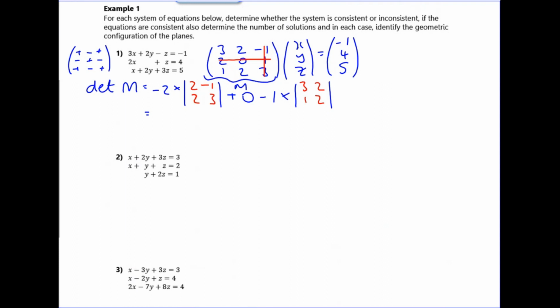Work out this determinant, so that's minus 2 times 6 minus 2, and minus 1 times 6 2. That gives 3 minus 16 minus 12 and minus 20. Because I haven't got 0 for this determinant, that means there is a unique solution.